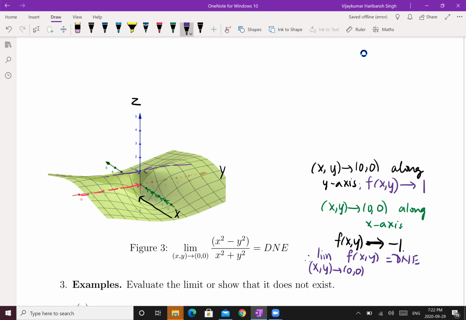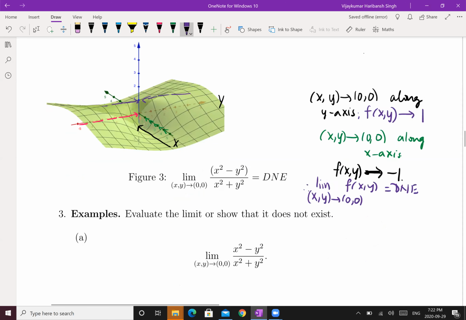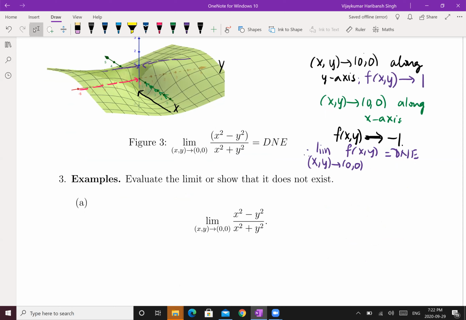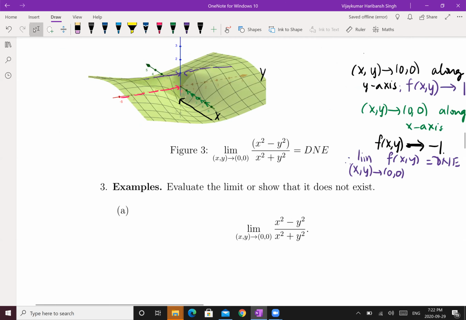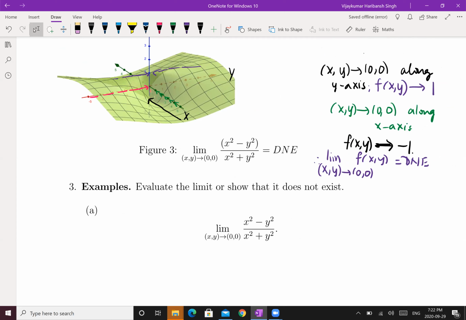Okay, so let's formalize this. Let's prove this now algebraically without a diagram. So let's look at the following problem: evaluate the limit or show that it does not exist. So as we saw up here, we will write down the same thing here.